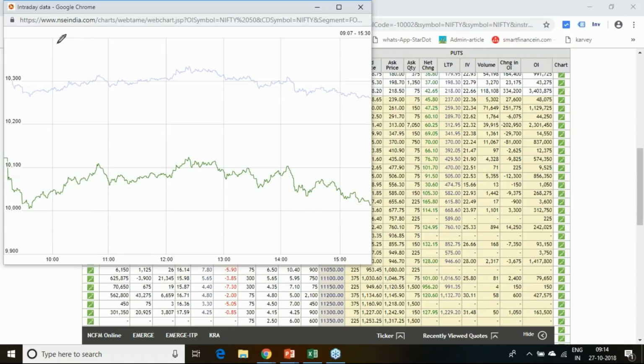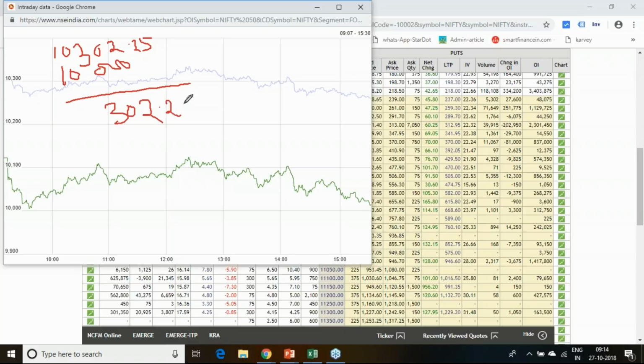So this is what I am doing. At 9:20 I got 10,302 rupees and 25 paisa, and the strike is 10,000. I am just deducting this 10,000, so my premium is 302 rupees and 25 paisa. This is what they are reflecting.